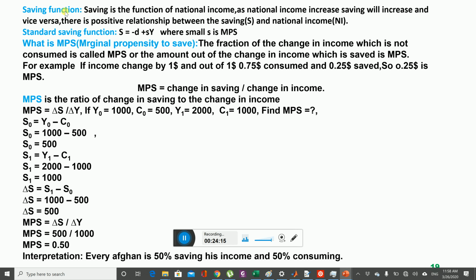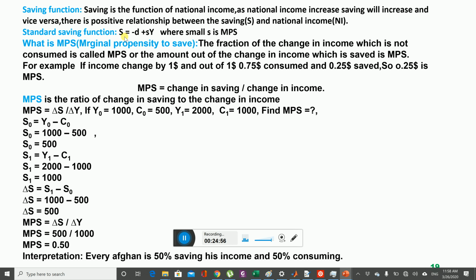Now we are defining the saving function. Again, saving is a function of national income. A function defines a relationship between two variables. So here also we have two variables: one is saving and the other is national income. There is a positive relationship between these two variables. When the national income increases, saving will also increase. As people get richer and richer, they will save more and more, and they will plan. Why are they saving? Because they are planning investment in the future. So the saving function defines the positive relationship between saving and national income. There is a positive relationship between S and national income Y.